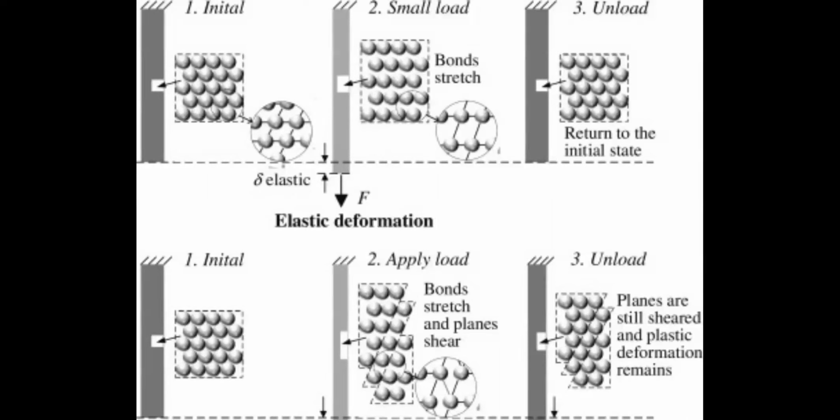Now you're applying some small load. Small load means you're applying some force. If you're applying some force, you are basically stretching the rubber band, suppose. So see what will happen. The bonds will stretch. But they are not breaking. The bonds are not breaking as such. They are still there. They are just getting stretched in a regular pattern.